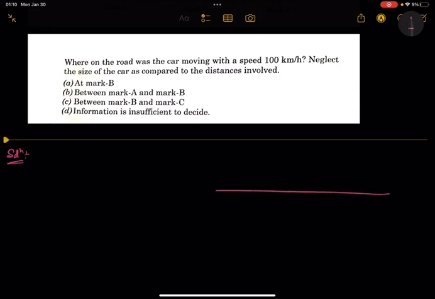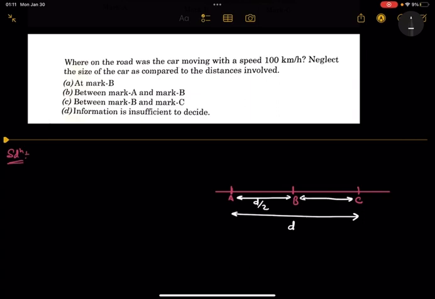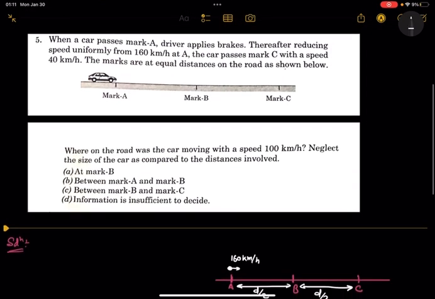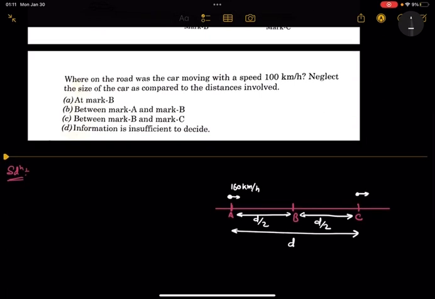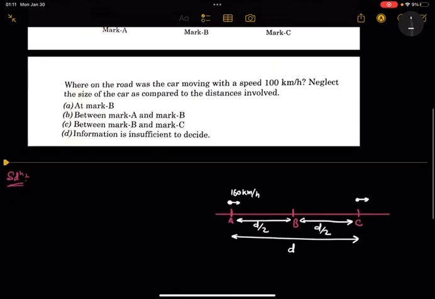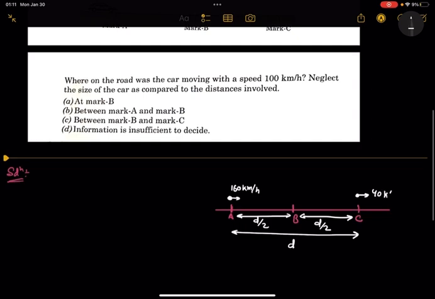So let's assume, I'm just drawing very simply. This is point A, this is point B, and this is point C. Let's assume the distance between A and C is D. So this distance is D by 2, and this distance is also D by 2. Understood? Here the car is moving with a speed of 160 km per hour, as given in the question, and at point C it is moving with a speed of 40 km per hour.